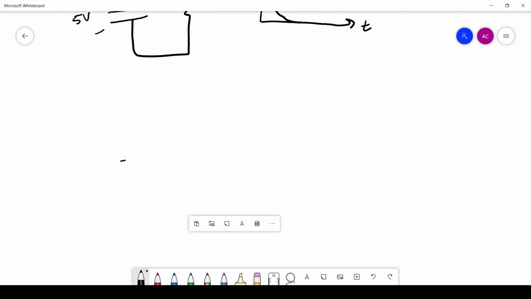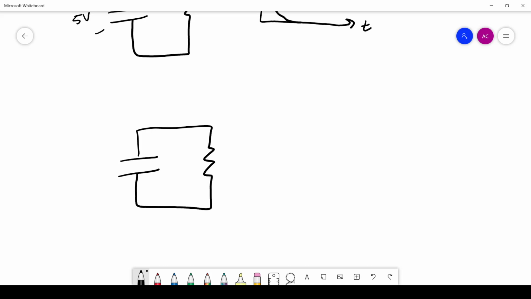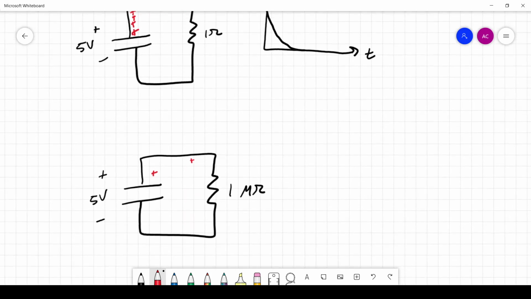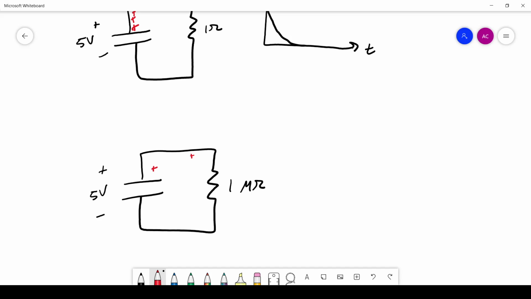Whereas if we have the exact same capacitor, except now it's connected to a 1 mega ohm resistor. So that's a 1 million ohm resistor. This thing is initially charged to 5 volts. What's going to happen is that, yeah, it's still going to send out those positive charges, but just with a whole lot less frequency, right? Because before we were moving 5 amps, which is 5 coulombs of charge per second.